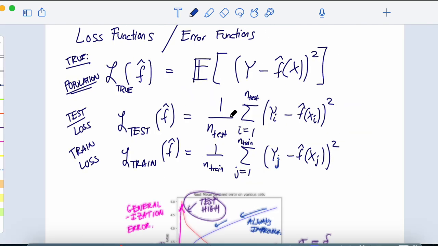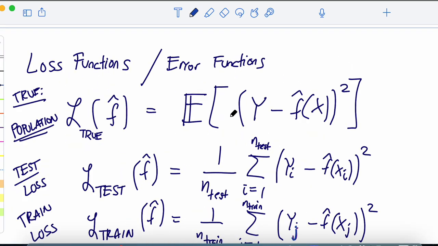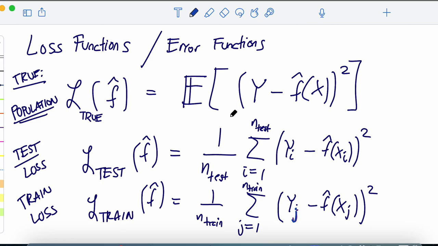Okay, fantastic work. Any other questions or comments about this difference between the training error and the test error? So this is really good.